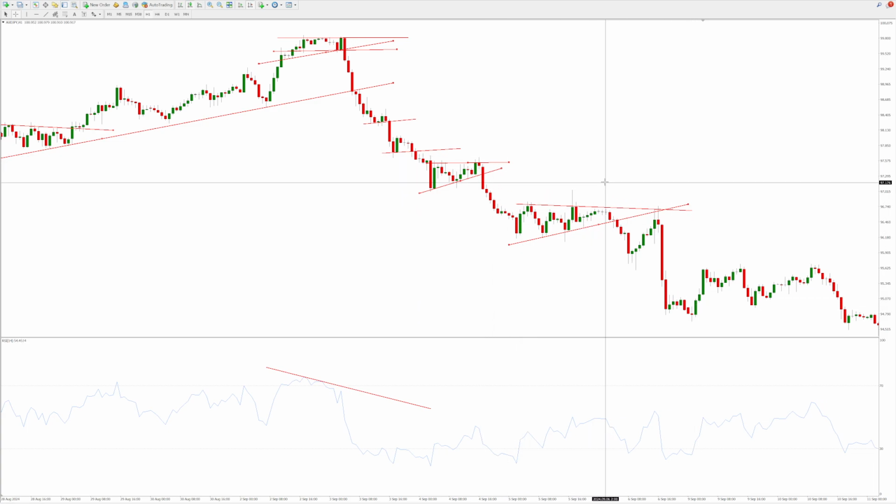After this pullback and continuation, stop loss here, and so on and so forth, just locking in profit on the way down, and you can always close part of your position. What I wouldn't want to do is get excited, trade this breakout, and then jump out here and leave all of that on the table.